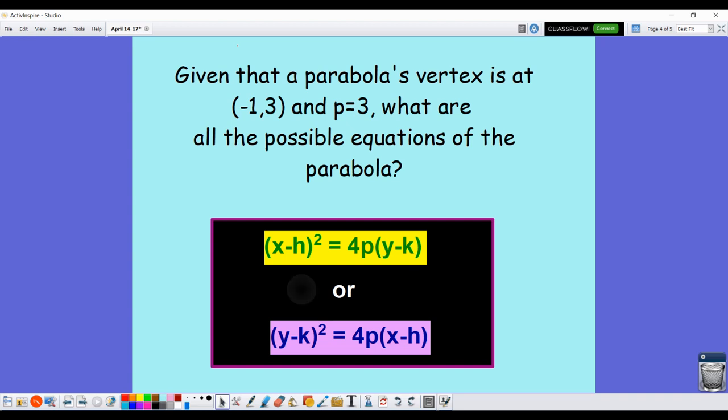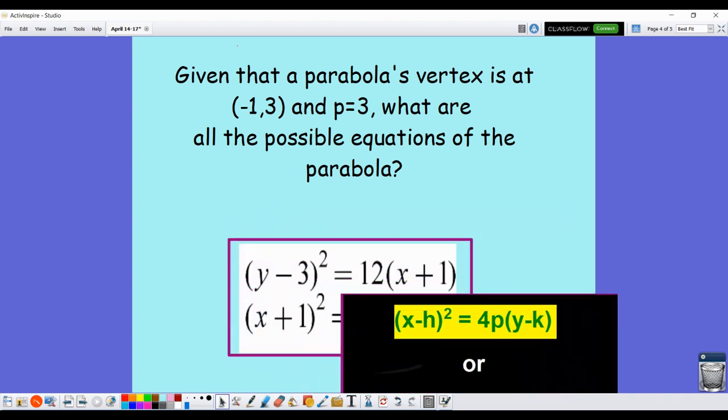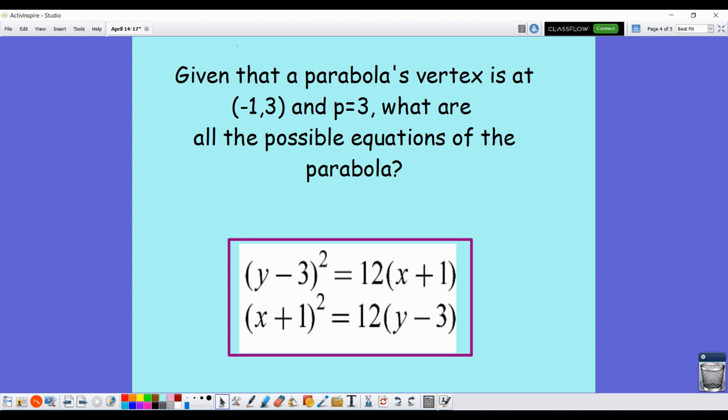So the 2 possible equations here are going to be x plus 1 quantity squared equals 12 times y minus 3, or y minus 3 quantity squared equals 12 times x plus 1. For this set of conditions, both of these equations will satisfy them. So when you're given certain parameters, based on the information you're given, you need to figure out what type of parabola you have and what the possible equations are going to be.